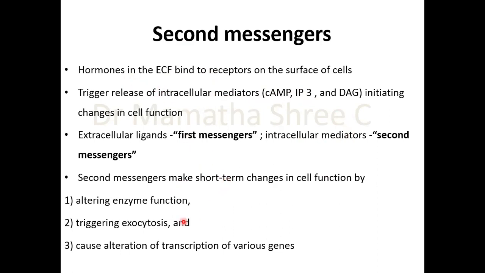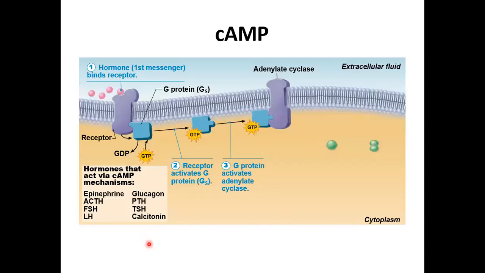How are the second messengers going to act? Either by altering enzyme function, or they can trigger exocytosis, or can cause alteration of transcription of various genes. Right. So the first best example we can take is cyclic AMP.